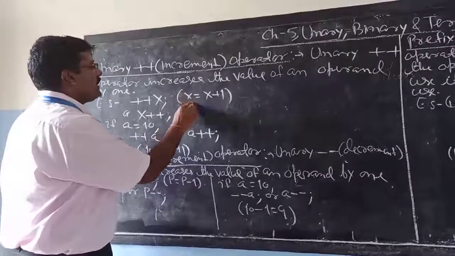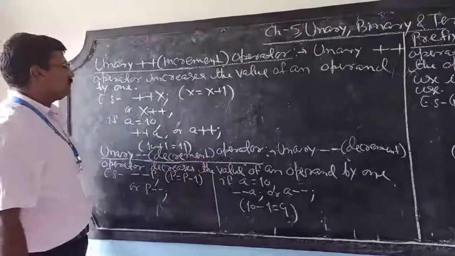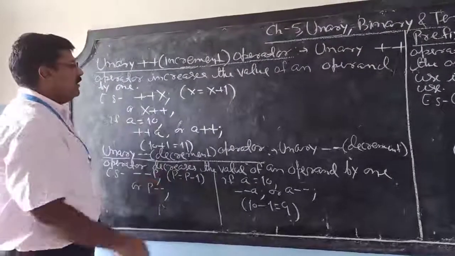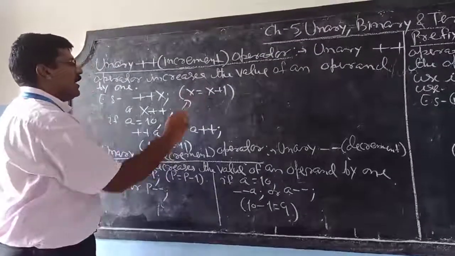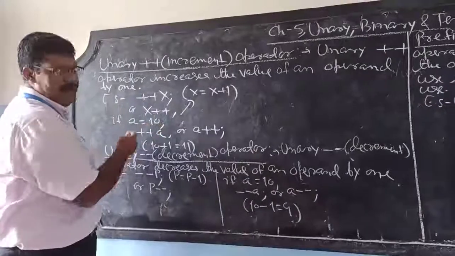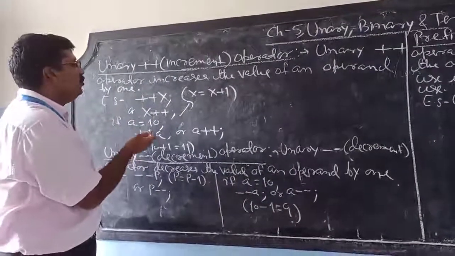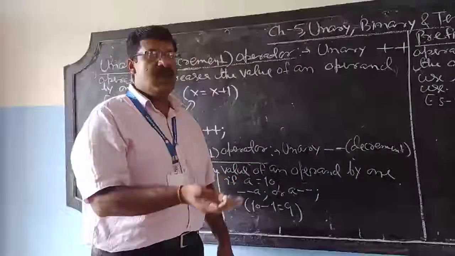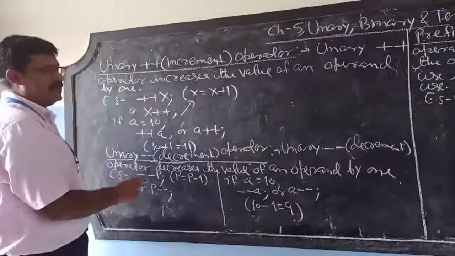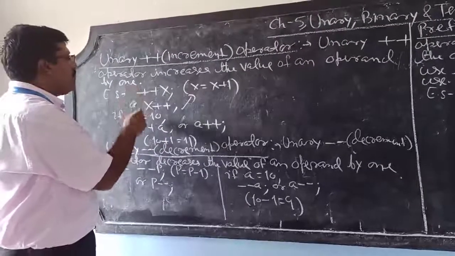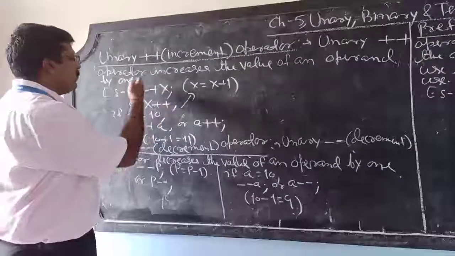It means x equal to x plus 1. Or we can write x plus plus. It also means x equal to x plus 1. When the plus plus or minus minus operator is used before the variable, before the operand, like plus plus x, then it is called a prefix unary operator.